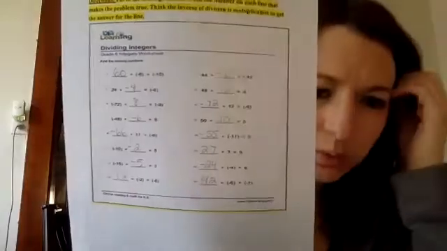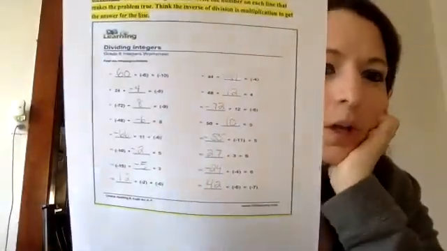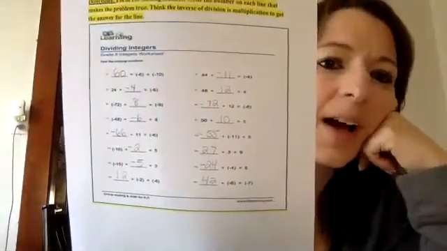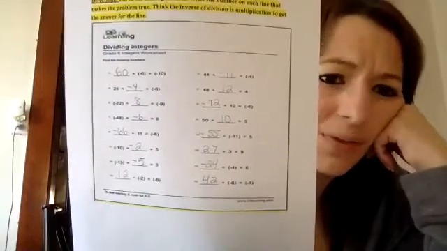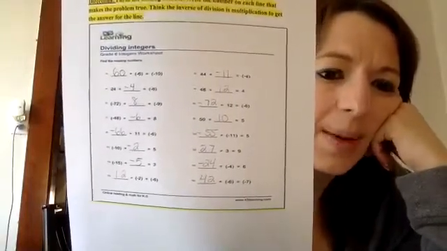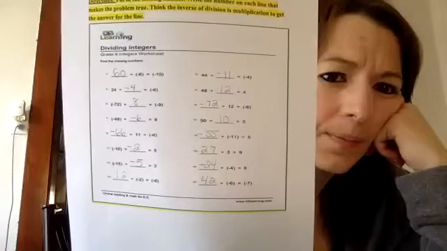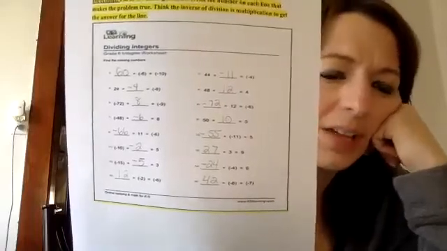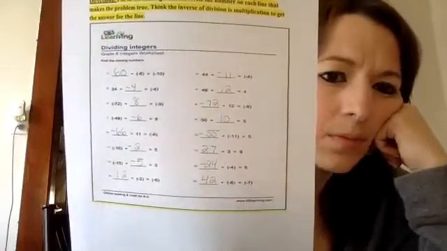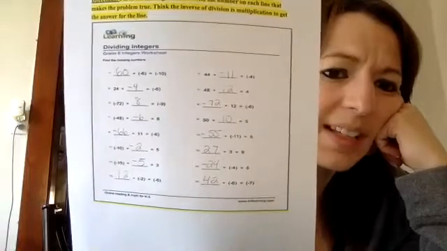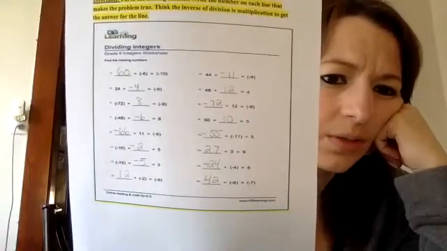The same exact rules apply for dividing. So when you're dividing, a positive divided by a positive gives you a positive. A positive divided by a negative gives you a negative. A negative divided by a negative gives you a positive. And a negative divided by a positive gives you a negative answer.